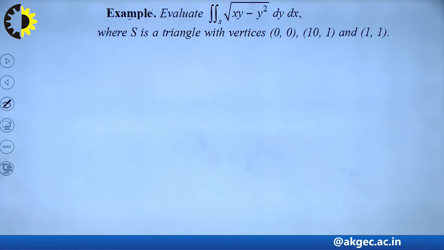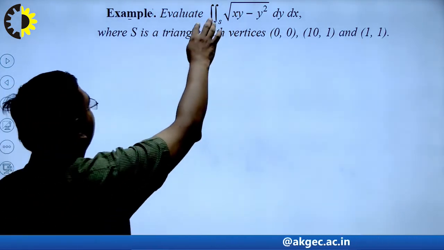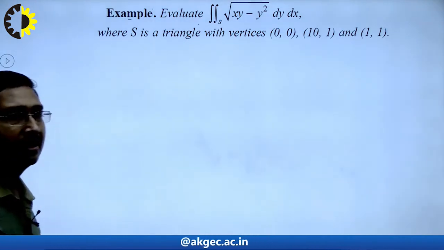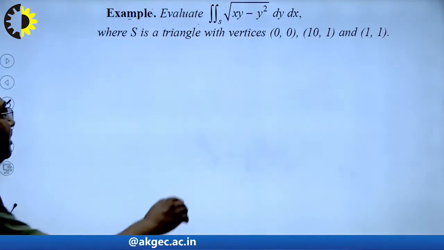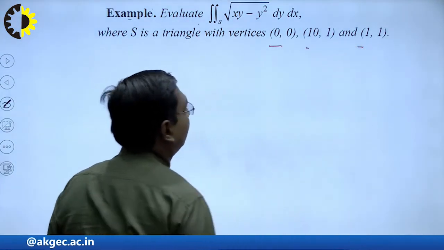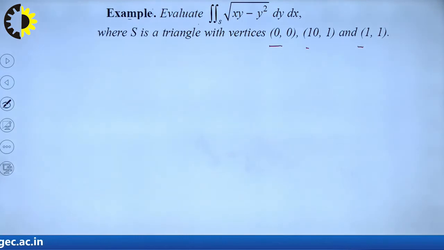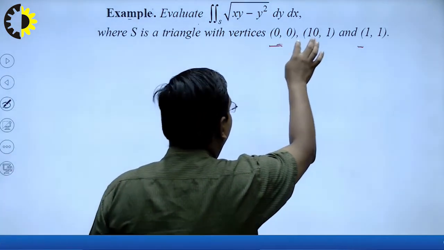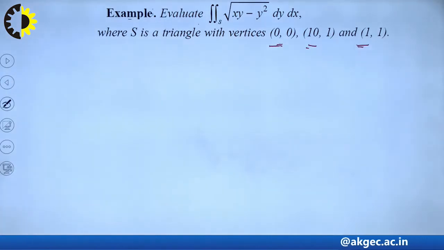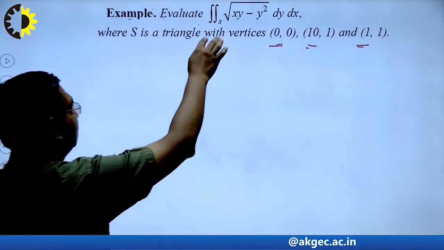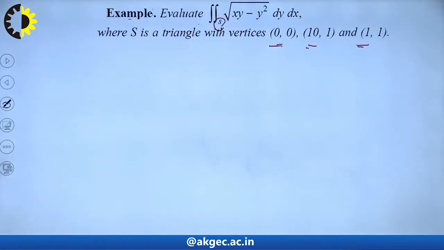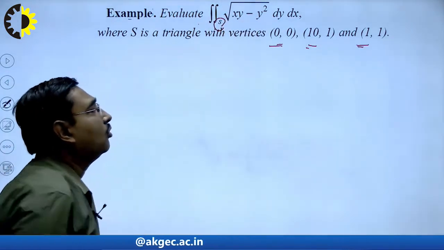The example says, evaluate the double integration over S of xy minus y square dy dx, where S is a triangle with vertices (0, 0), (10, 1) and (1, 1). The triangle bounded by these 3 points, or formed by these 3 points, is our region of integration named S here, and we are going to find the value of this integral over this triangle.